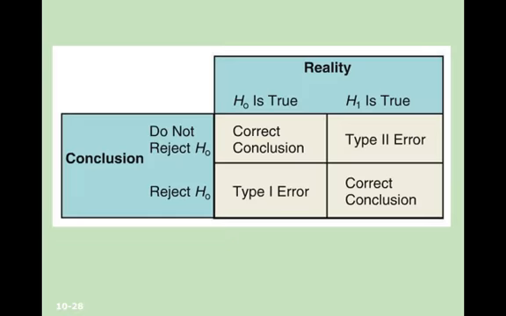And here we see a picture of these errors laid out a little more simply for us. So we see that our 2 correct conclusions are that we do not reject the null when it was true, or that we rejected the null and the alternative was true. Those would be correct. Type 1 is where we reject the null, but it was true. And type 2 is where we don't reject the null and the alternative is true.